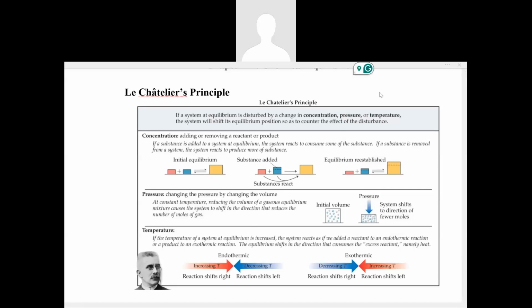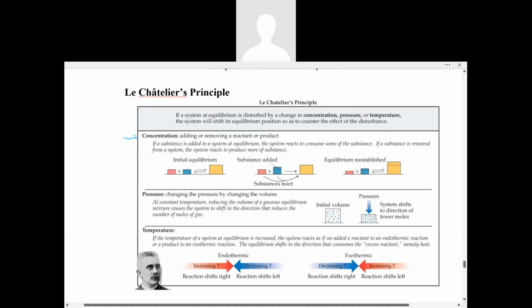The next topic that is introduced in our Chapter 15 Chemical Equilibrium worksheet is the Le Chatelier principle. This is something that you should know well regarding reactions that establish chemical equilibrium. So in this table below here, we can see the three main concepts within this principle.